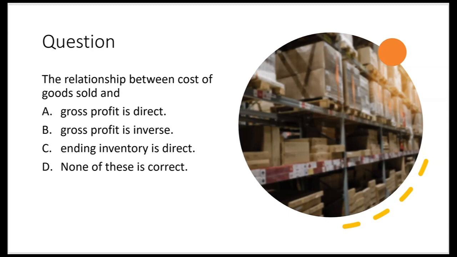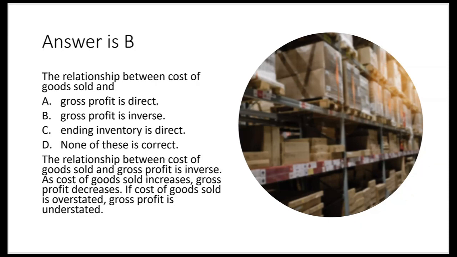How about C? Relationship between cost of goods sold and ending inventory is direct? No, it's inverse. Cost of goods sold up, ending inventory down. Letter B is the correct answer.